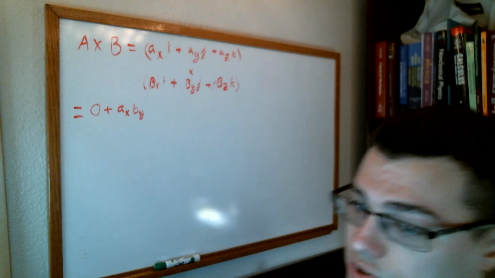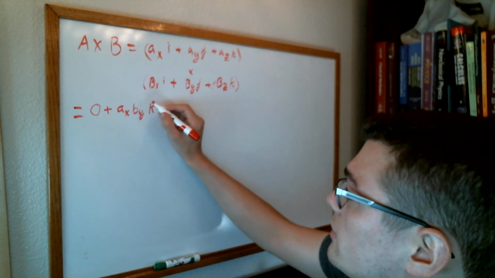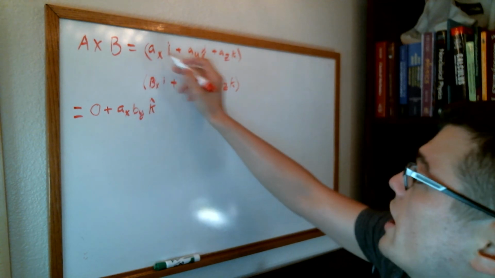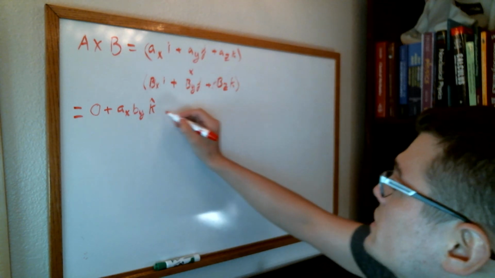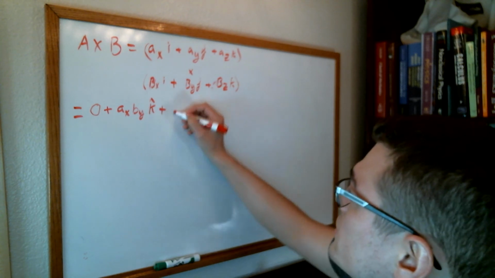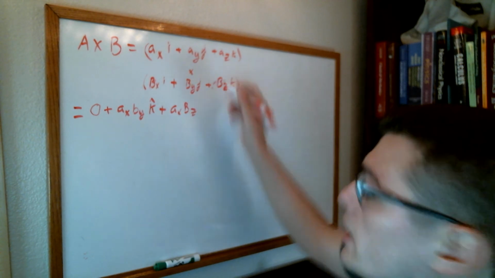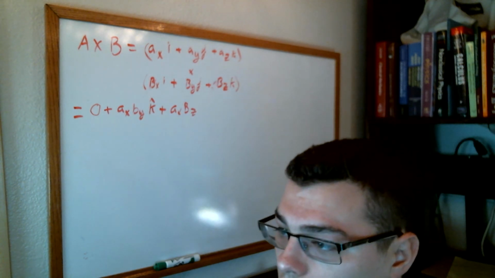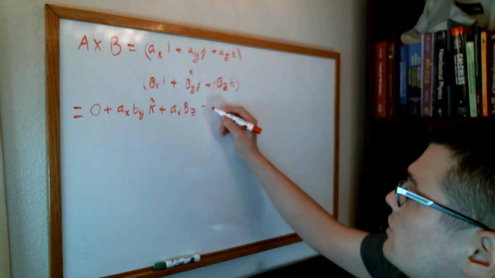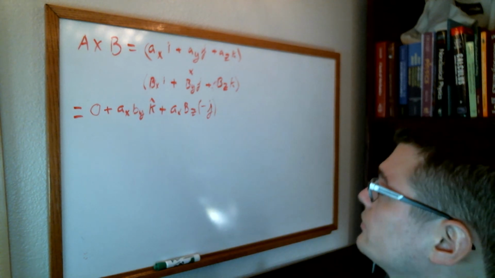And then that's i cross j. And so we saw that i cross j is equal to k hat, so we can just replace that with that. And then we have Ax i times Bz k, and so then that's going to be plus AxBz, and then i cross k. i cross k is going to be negative j hat, so we'll leave that in parentheses there, and we'll get to it eventually.